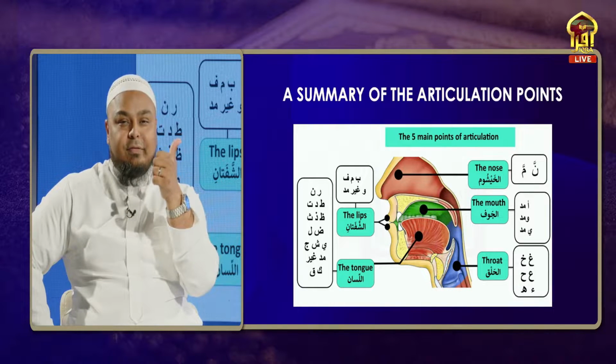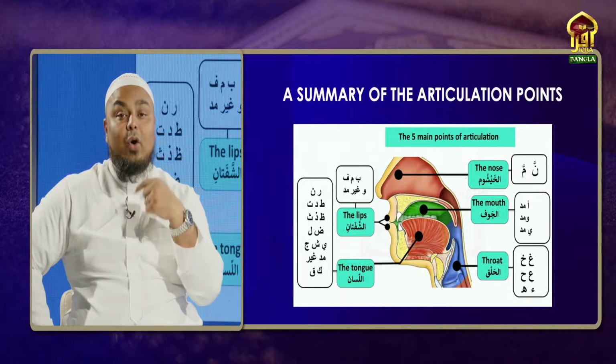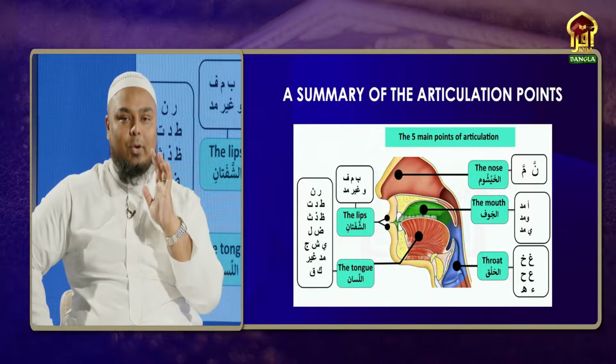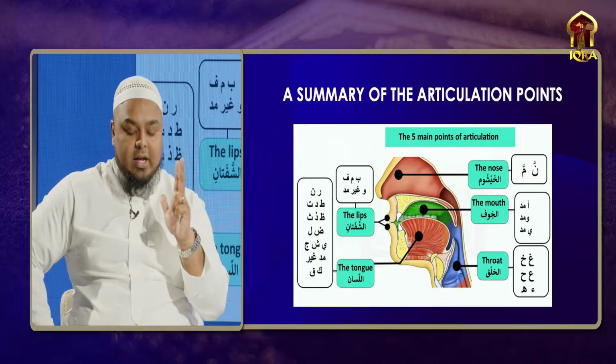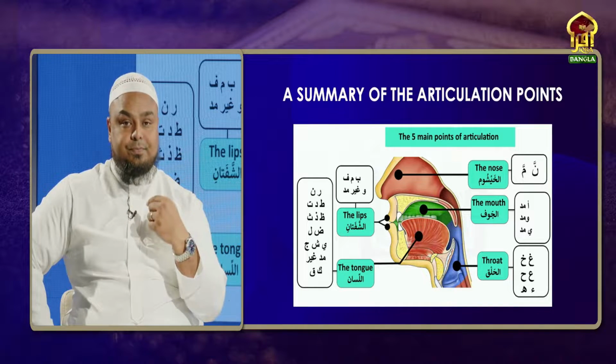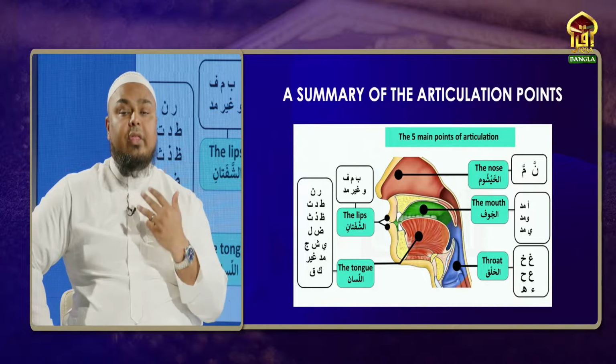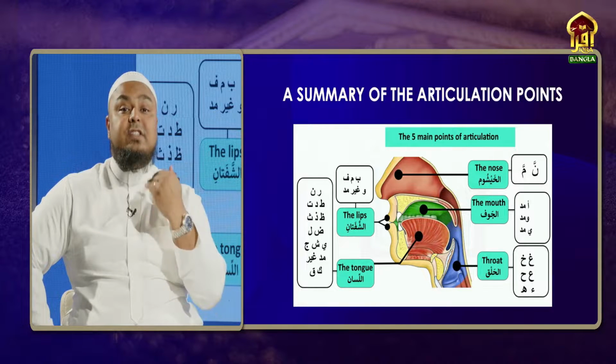You will say alif, waw, and ya only when you are prolonging it. Okay? So that's the second area. The third area that we have is the throat. So with the throat, dear viewers, we have 6 letters.